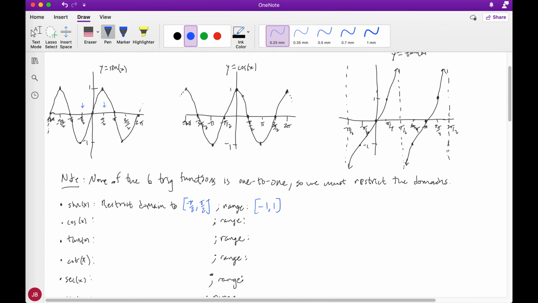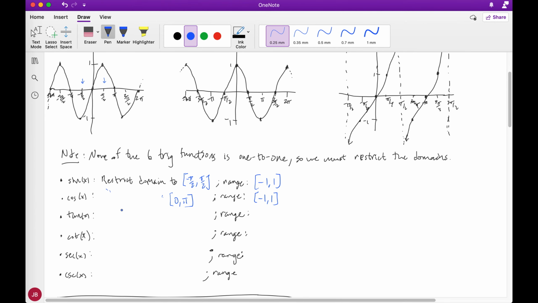Okay, let's look at cosine now. I think what we see is that if we start at 0 and end at pi, then the graph decreases the whole way, and you'll notice that it passes the horizontal line test just on 0 to pi. So, restrict the domain to 0 to pi. And of course, the range is still minus 1 to 1. Everything between minus 1 and 1 is hit.